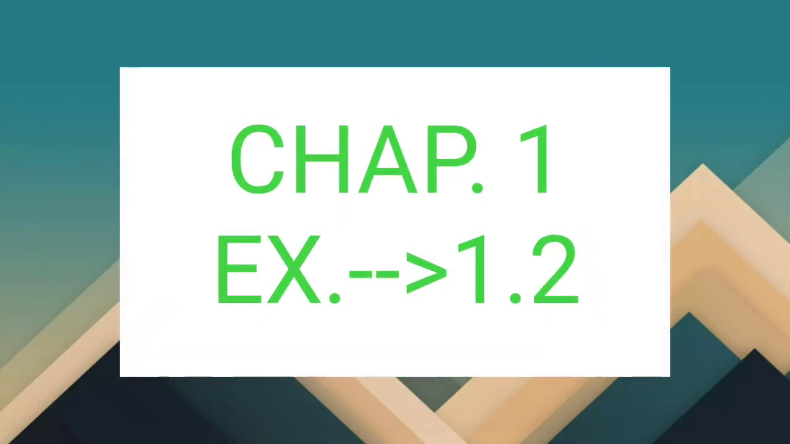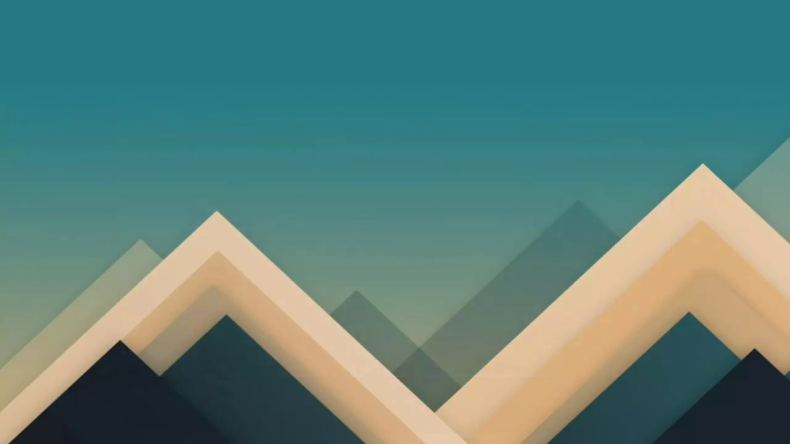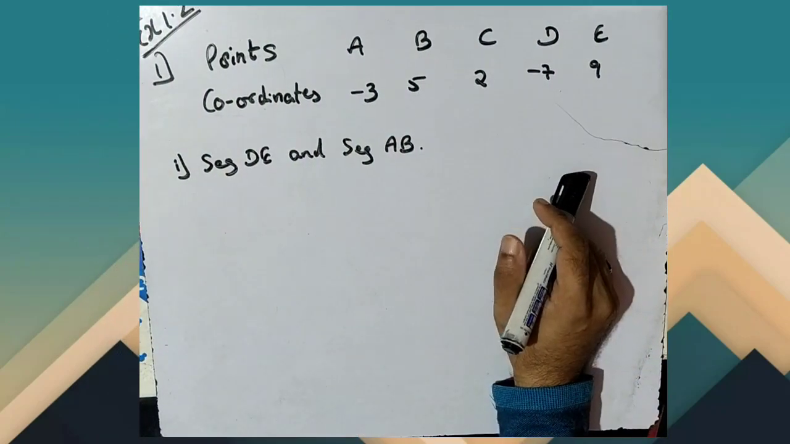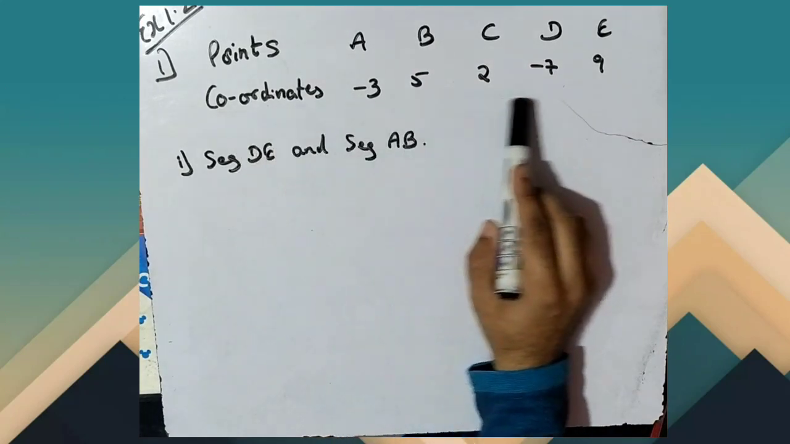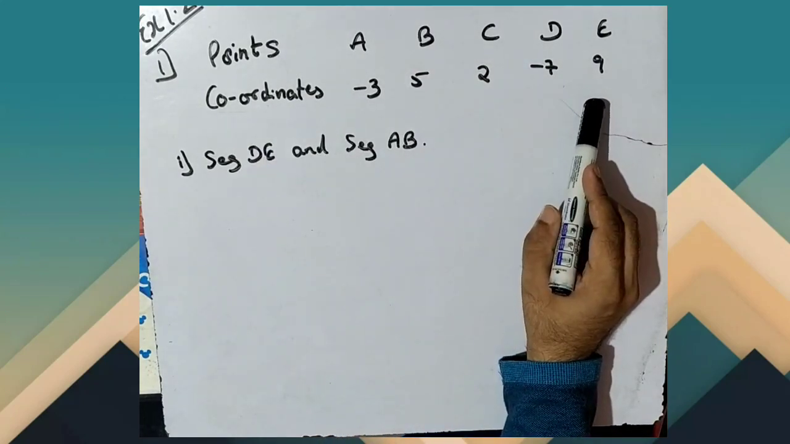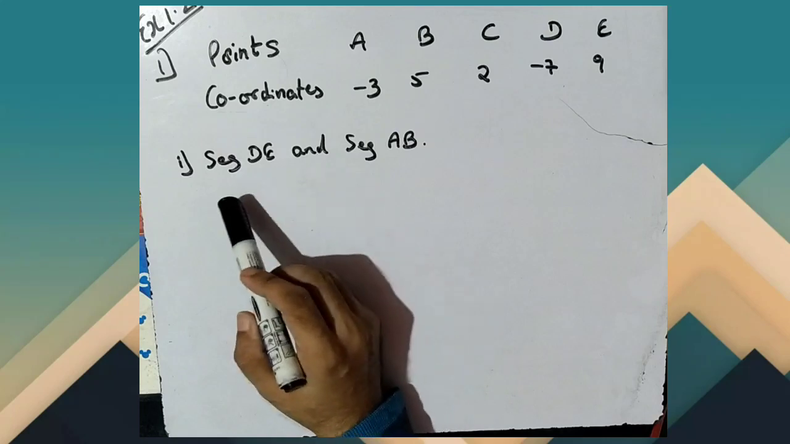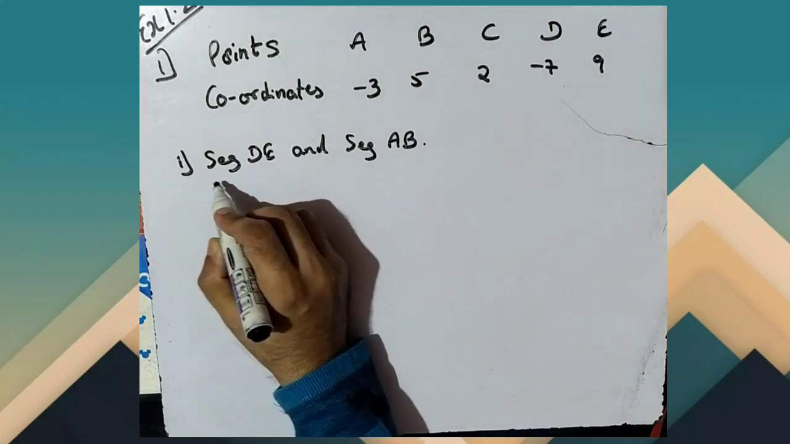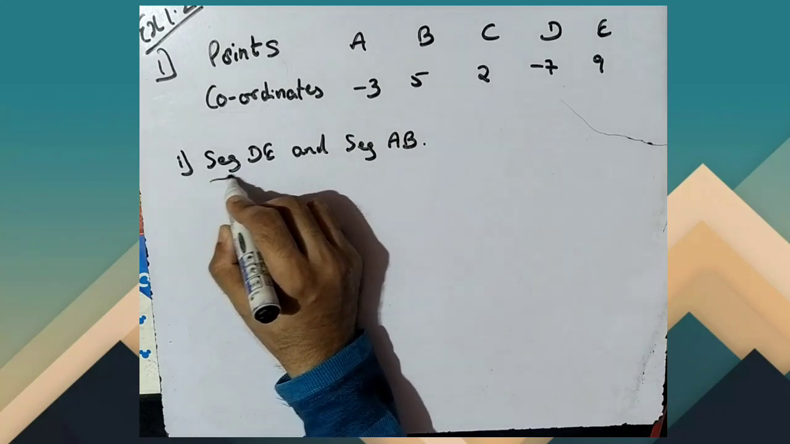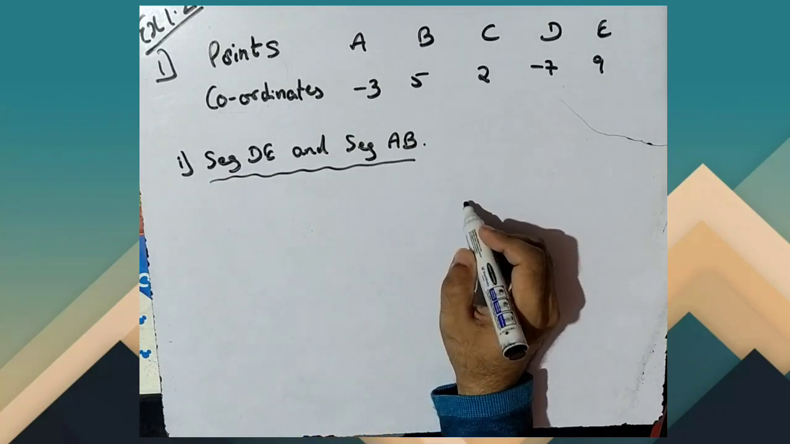In this video, we will be solving exercise number 1.2 of chapter 1. In question number 1, one table is given in which points and the coordinates are given. We have to find out whether the given pairs of segments are congruent or not. First one is segment DE and segment AB. We have to find out whether they are congruent or not.